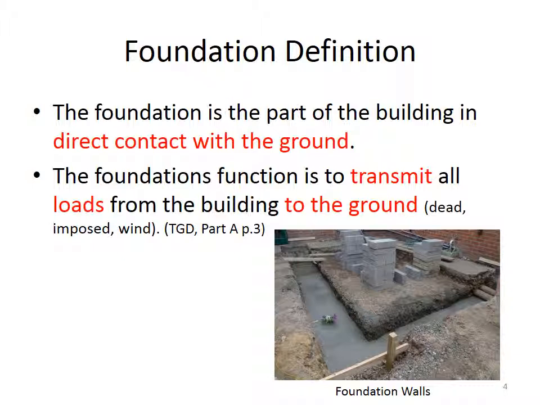These would be dead loads. They're the loads of the actual building itself, the walls, the floor, the roofs. The imposed loads, which would be internal walls, furniture, equipment, plant and machinery, whatever's going into the building itself, and then also wind loads. So as wind is blown against the side of the building, the force from the wind is transferred into the walls and down into the foundation. So this is detailed in Technical Guidance Documents Part A, page 3.